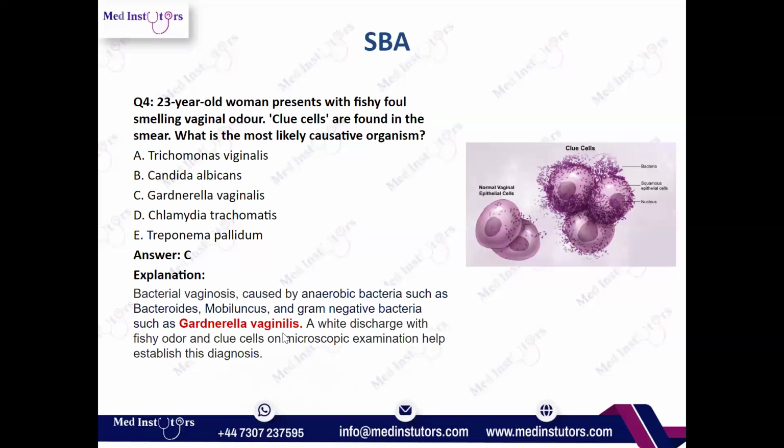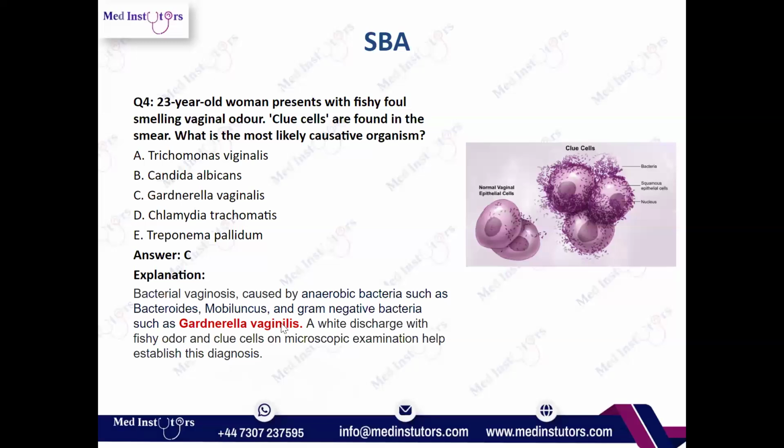There is an SBA which I got in my exam as well from microbiology under the same topic. They gave a table of organisms and asked what are the bacterial organisms responsible for vaginosis. At that time, I was only familiar with Gardnerella vaginalis. I had no idea, not even 1%, that Bacteroides and this other organism are also responsible for bacterial vaginosis. So please remember all the causative organisms, these three mainly.